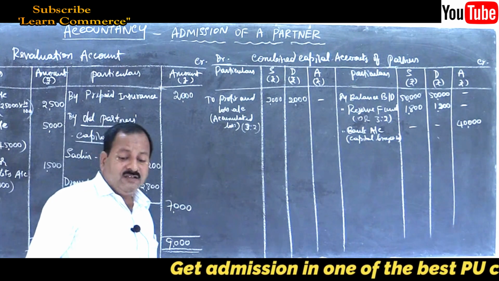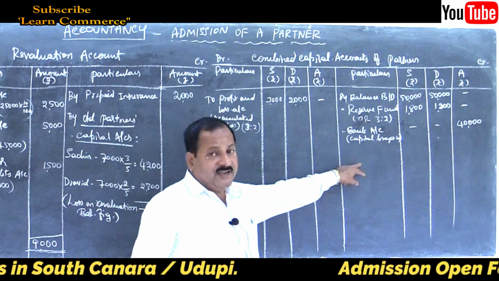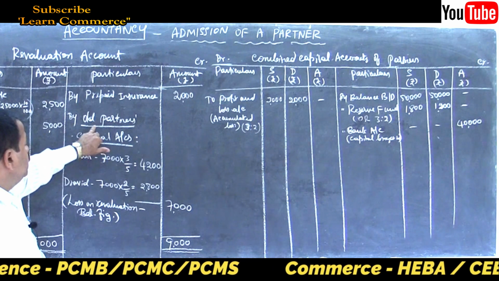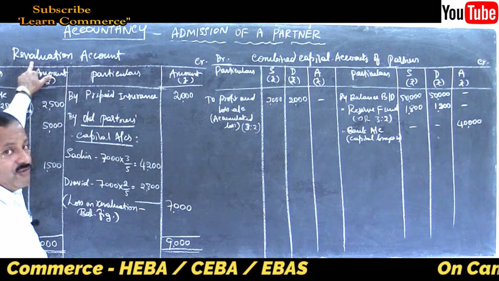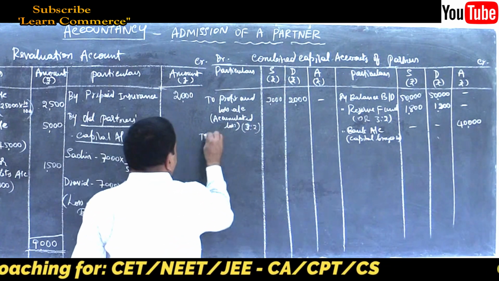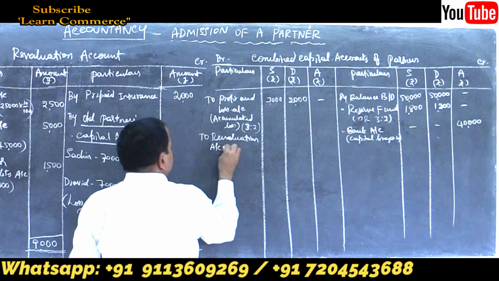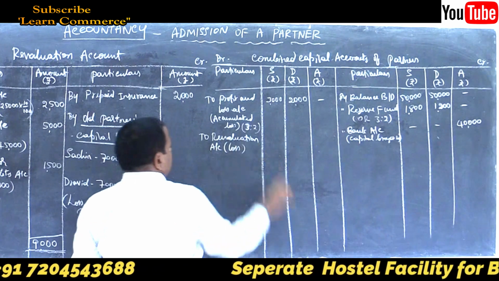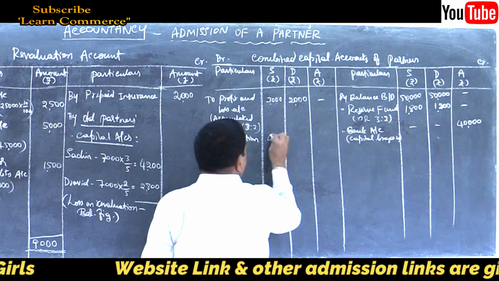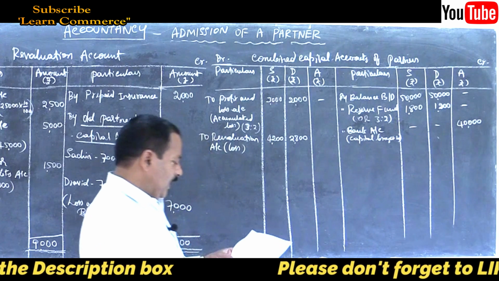Before that, there is a revaluation loss, right? If it is profit, it will appear on the credit side. If there is a loss, it will appear on the debit side. Journal entry is here. See, old partners capital account debtor to revaluation account, so on the debit side to revaluation account, loss. How much? That is 4,200 and 2,800. Then what else?